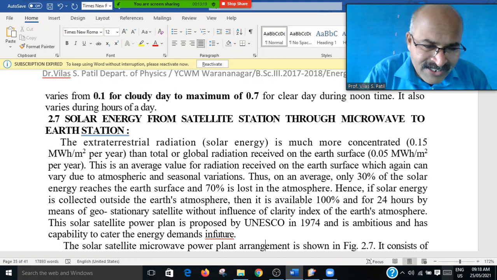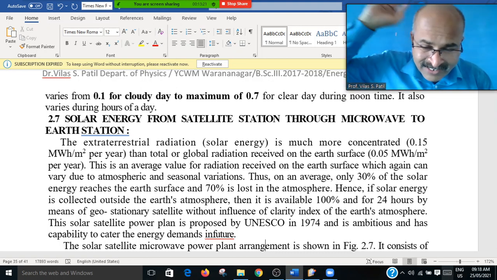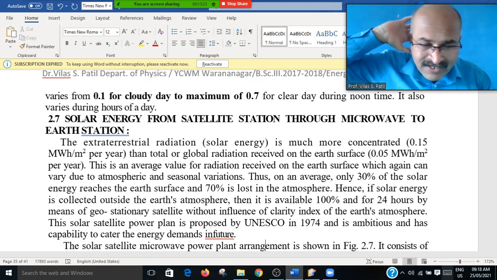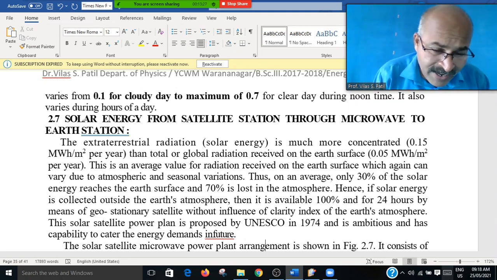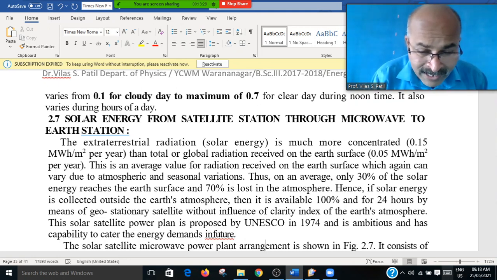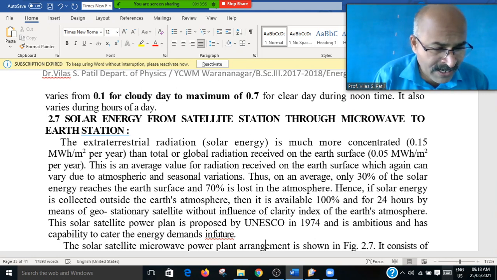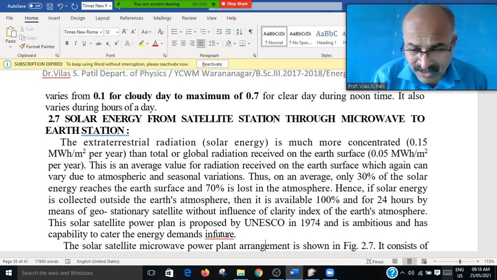The extraterrestrial radiation of solar energy is much more concentrated, 115 megawatt hour per meter square per year, than the total global radiation received on the earth surface, which is 0.05 megawatt hour per meter square per year. And this is the average value of the radiation received on the earth surface, which can again vary due to the atmospheric and seasonal variation.